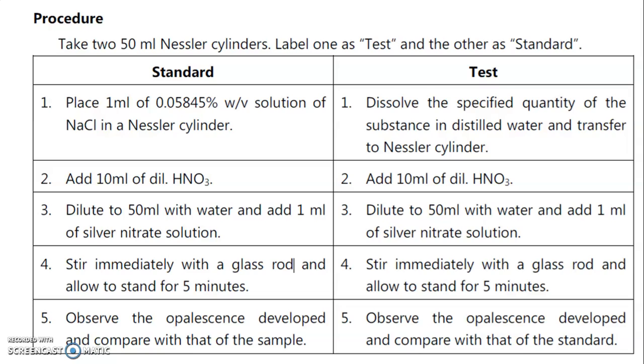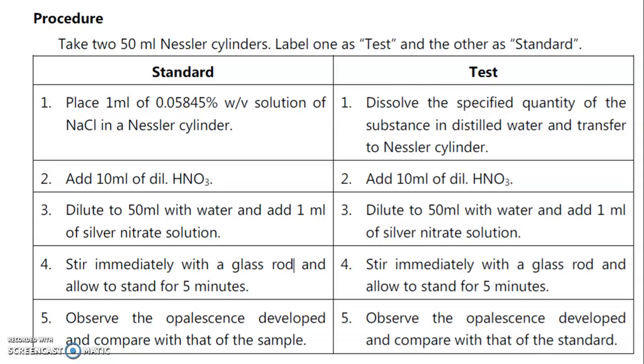In both Nessler cylinders, we have to add 10 ml of dilute nitric acid. Then we have to add 1 ml of silver nitrate solution, and immediately stir both the solutions after addition of the silver nitrate and allow them to stand for 5 minutes. Before that, we have to adjust the volume to 50 ml with the help of distilled water. Allow them to stand for 5 minutes and then observe. Whatever opalescence develops, we have to compare the opalescence of the test solution with that of the standard.